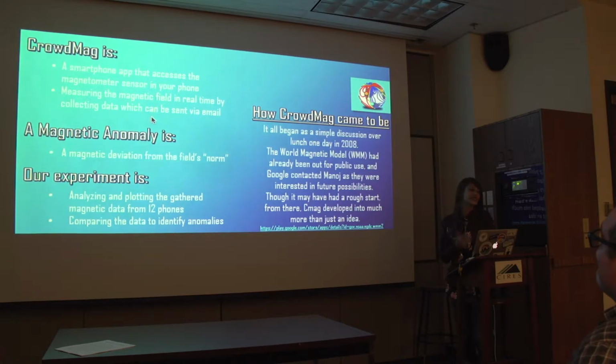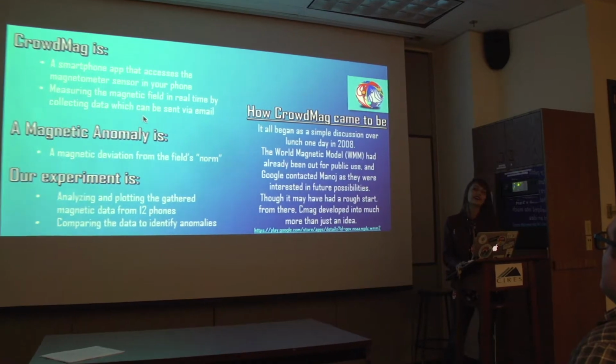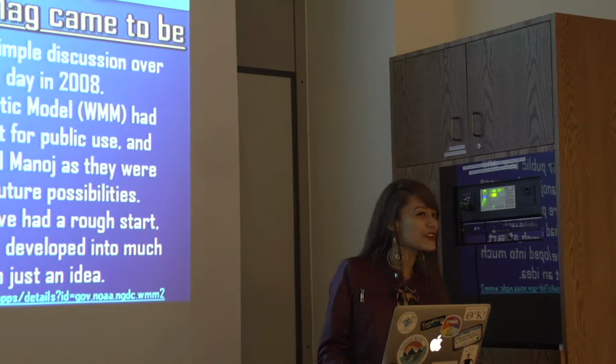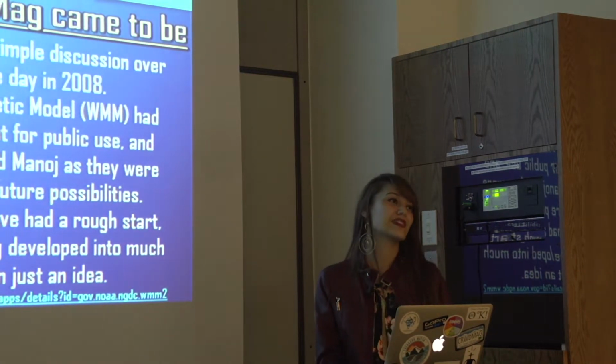CrowdMag came to be just an idea, just a thought over lunch one day. Manoj was eating lunch with a few others, and they were talking about looking at this world through another set of eyes. And they already had the World Magnetic Model, which is just the model of the magnetism throughout the world. And Google was interested. They wanted to see more, and so they contacted Manoj asking if they could see more through another app. And since then, it has had a rough start, but it's come to be a lot more than just an idea.